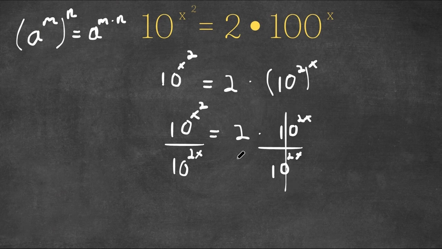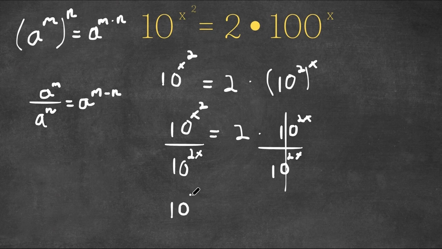Now these two cancel out, and if we have something in the form a to the power of m over a to the power of n, this can be written as a to the power of m minus n. So 10 to the power of x squared over 10 to the power of 2x can be written as 10 to the power of x squared minus 2x. And this is equal to 2.